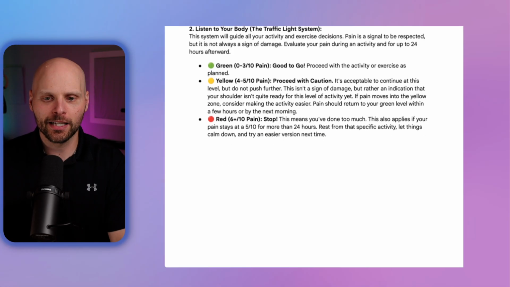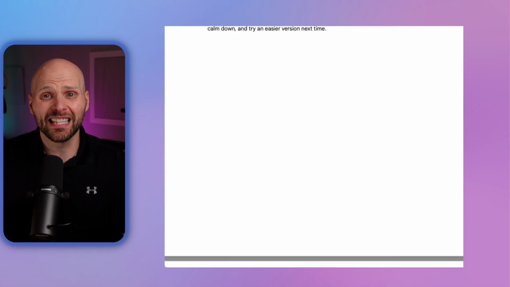So the stoplight is hopefully easy for everyone to understand. Everyone understands the stoplight. And so we can hopefully just have some more information. You can help guide yourself.